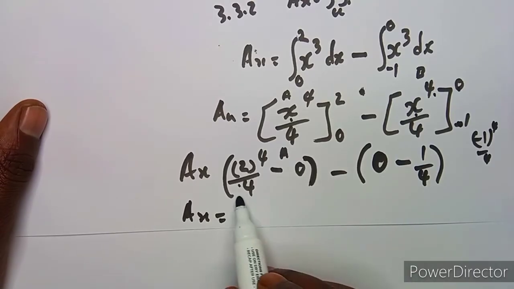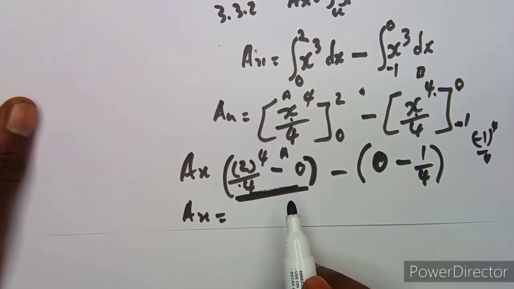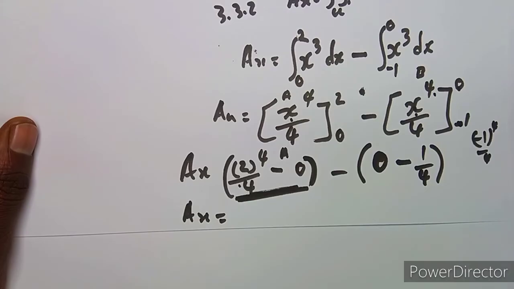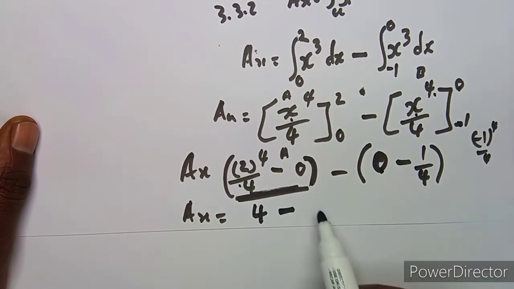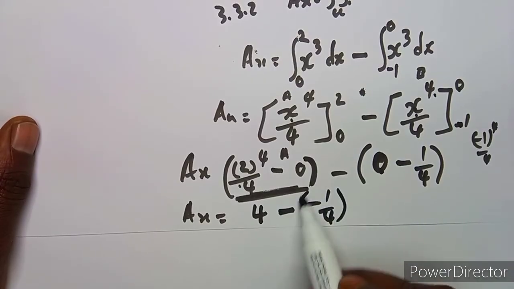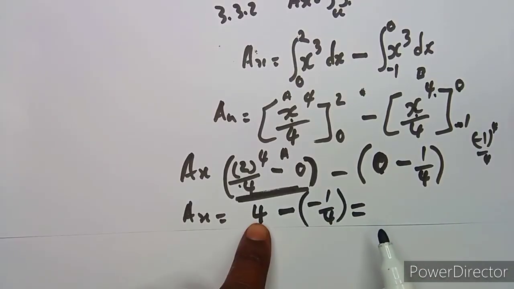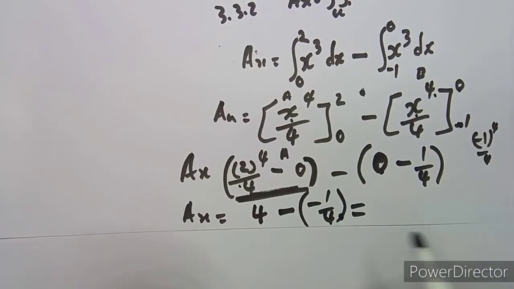If you simplify, the area for region A is going to give us, if I'm not mistaken, the area for region A is going to be 4. Is that so? 16 divided by 4, which is 4. So it's going to be 4 here, minus 0 minus 1 over 4, which is -1 over 4. So as you can see, A is positive, B is negative, but you have to combine them to add them.